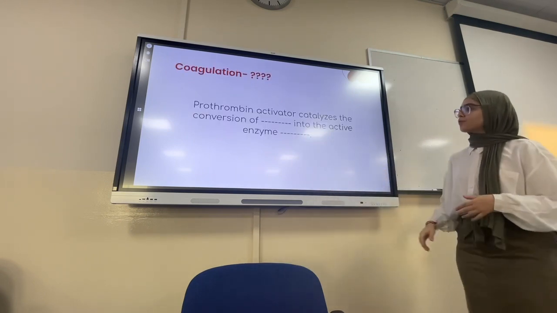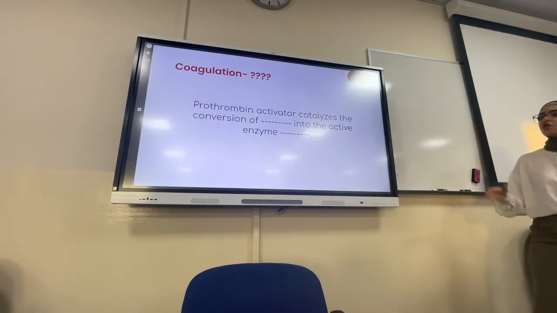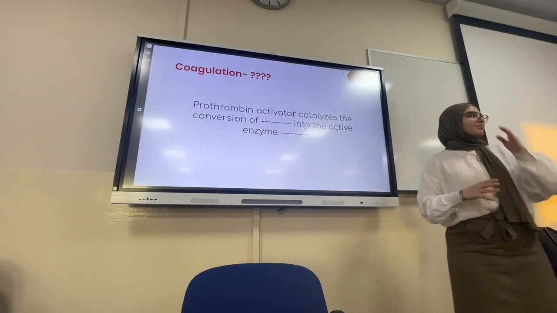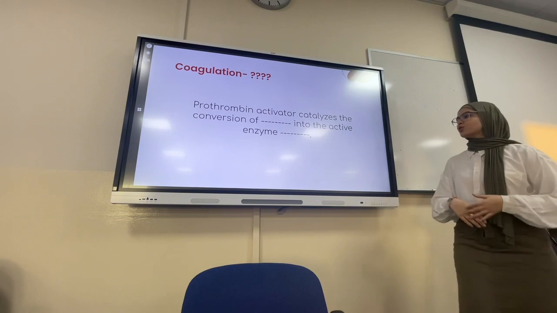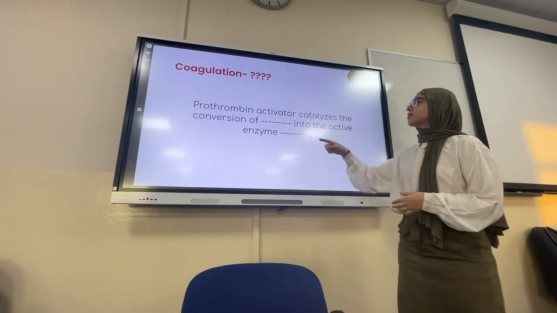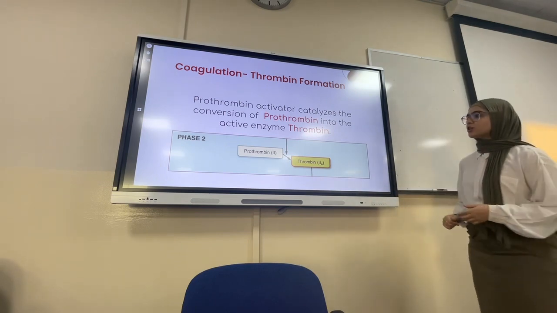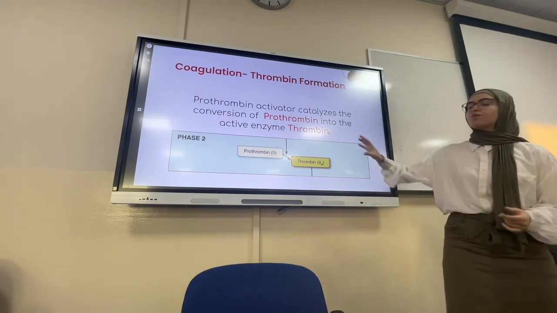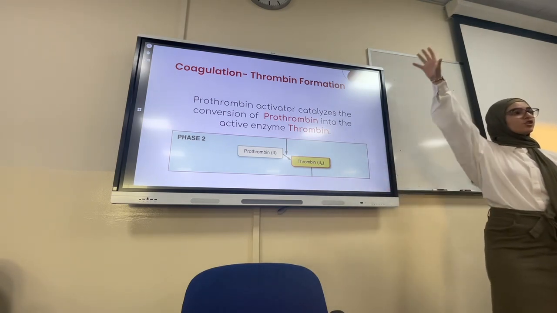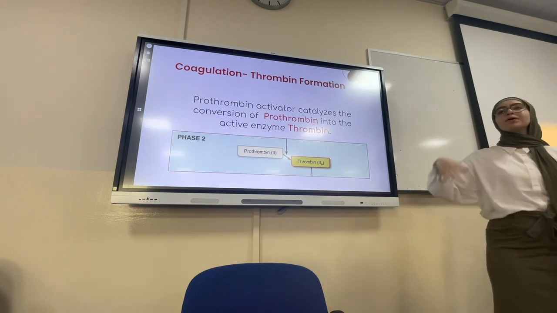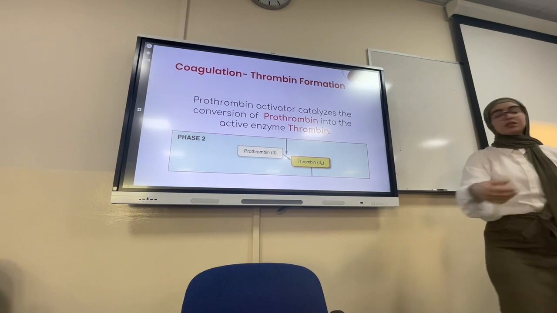All right, prothrombin activator catalyzes the conversion of what into the active enzyme what? Prothrombin into thrombin. Well done. So that would be the thrombin activation. That's all you need to know for step number 2. So phase 1, we had intrinsic, extrinsic. Phase number 2, prothrombin to thrombin by the prothrombin activator. Great.